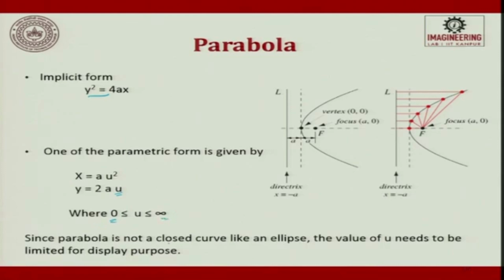Since parabola is not a closed curve like ellipse, the value of u needs to be limited for display purpose. So this is what is expressed. This is a, right? This is a and a. This is the focus. This is how you try to solve the parabola. So we saw line, circle, ellipse, and parabola, which can be expressed in implicit form as well as parametric form.